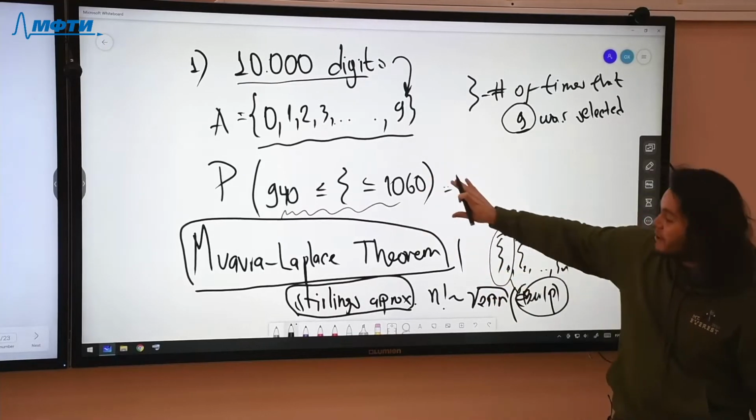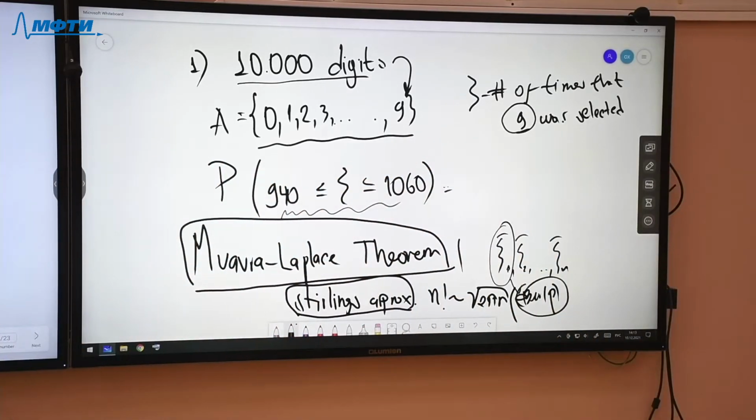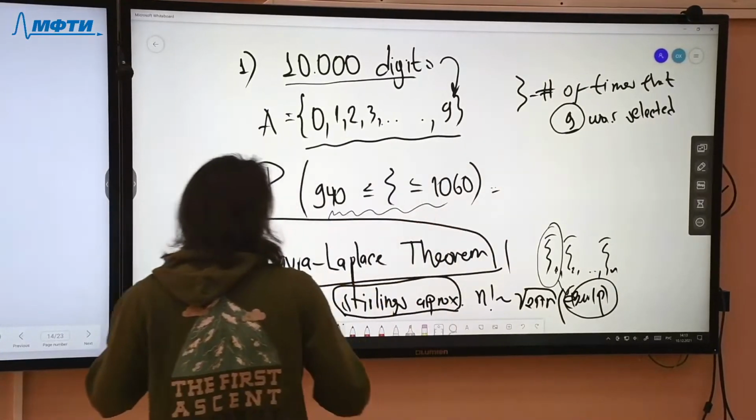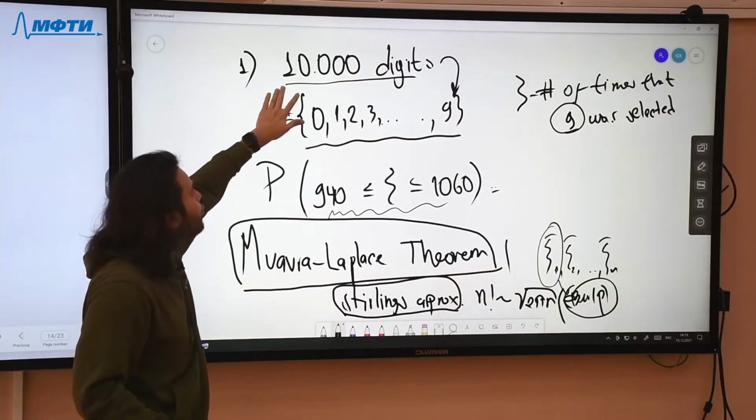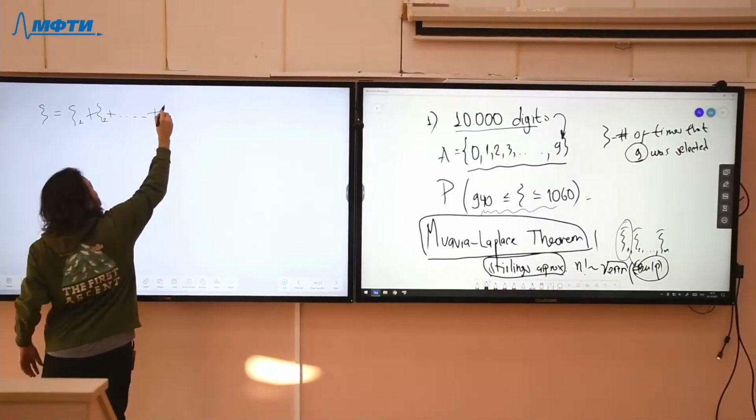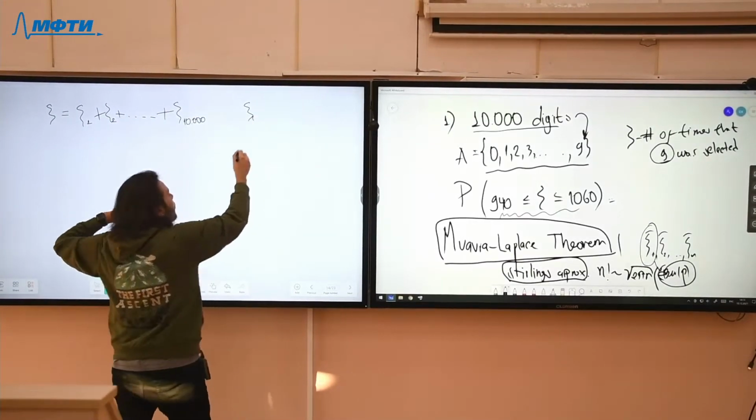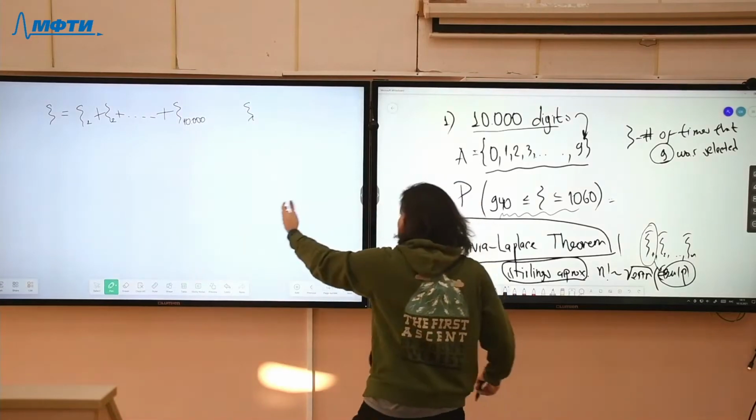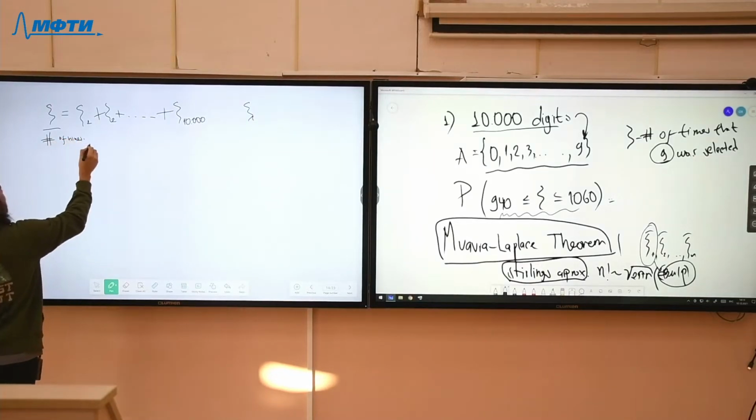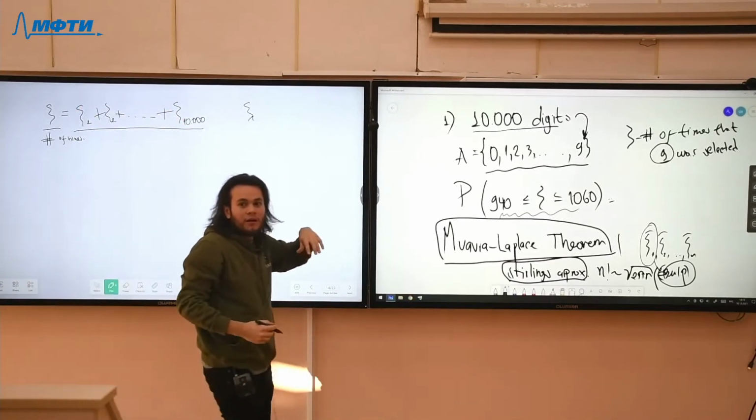Anyway, what do we have in this case? And why am I talking about this? Because what is xi? So xi is the number of times that the number 9 was selected. How many trials do we have? We have 10,000, right? So we can say that this is xi 1 plus xi 2 plus ... plus xi 10,000. And who can tell me what is xi i in this case? So what does it represent? If xi is the number of times that we get 9, then what is xi i? I mean, xi i is each of these that we have here. Yes, an indicator random variable.